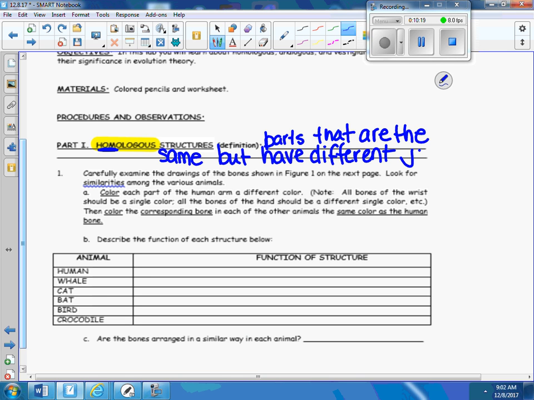Different functions or different jobs. Parts that are the same, but have different jobs. So you're going to be looking at these and comparing them. Let's go to part 2.